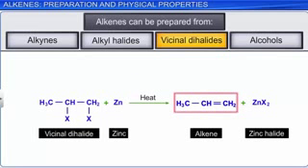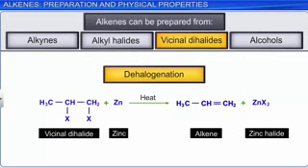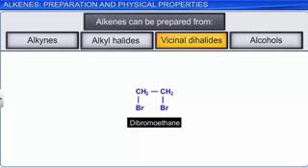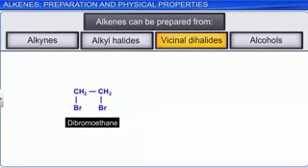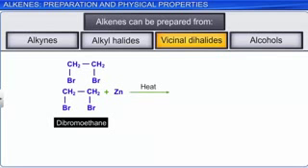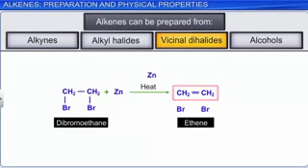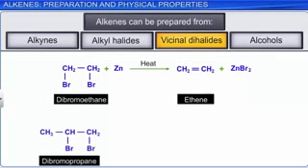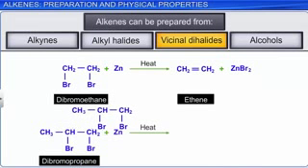This reaction is also called dehalogenation, as zinc removes two halogen atoms simultaneously. For example, when dibromoethane is treated with zinc, it forms ethene and zinc bromide. And when 1,2-dibromopropane is treated with zinc, it forms propene and zinc bromide.